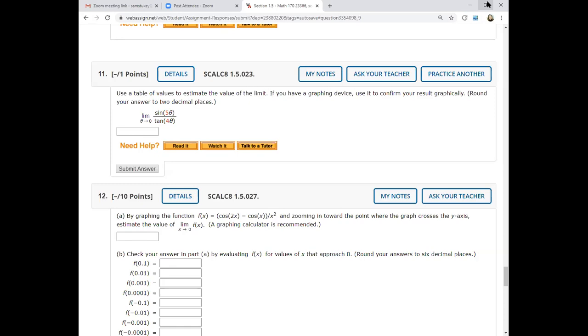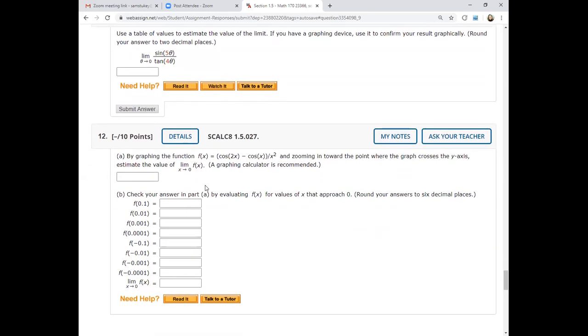You plug it in for theta, and you make sure that your calculator's in radians when you do it. So sine of 5x over tangent of 4x. Your calculator will use x. And then you'll plug in values and you'll get an answer from that.